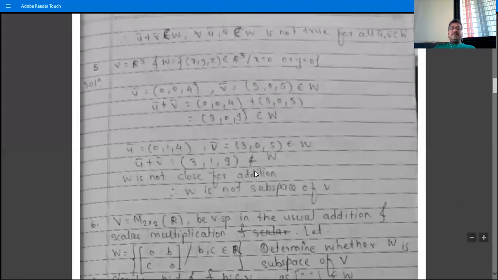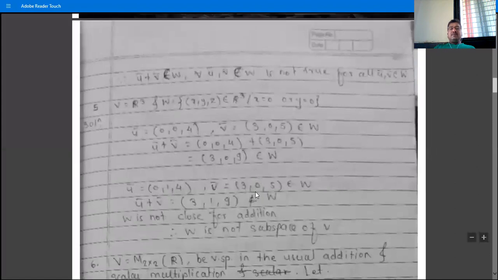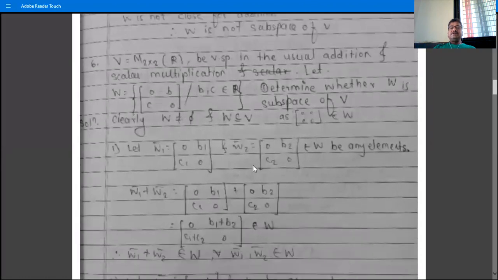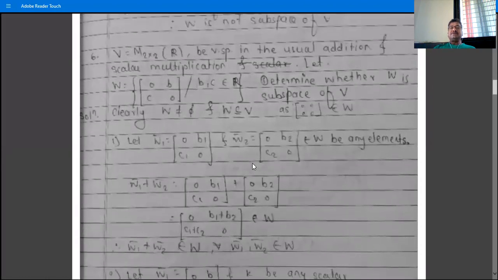And therefore, we have to write the counter example for the failed condition. That is, either condition number one fails for the example, or the second fails, or both. In some examples, both conditions fail for the set. So we have to write a counter example for the condition which fails for that subset. Okay. So we will see the next example of subspace in the next lecture.